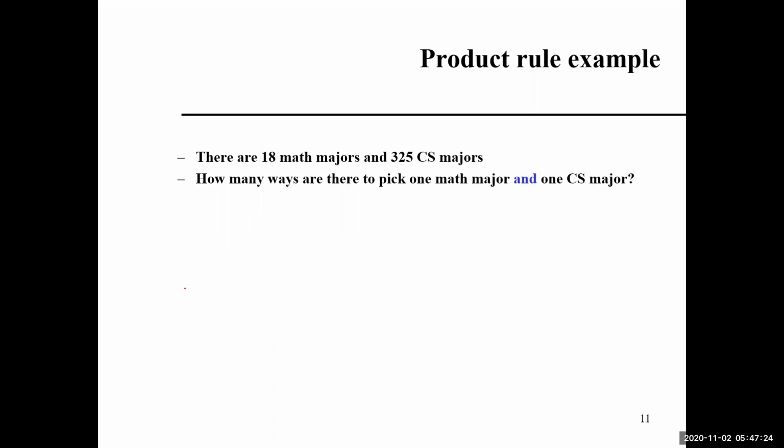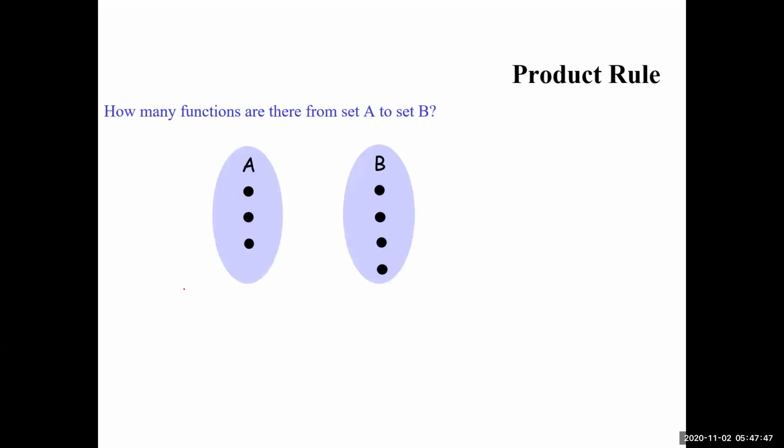Okay, let's consider the first problem. There are 18 math majors and 325 CS majors. How many ways are there to pick one math major and one CS major? So we can choose one person out of 18 in 18 ways, and we can choose one person out of 325 in 325 ways. So total ways available are 18 into 325.